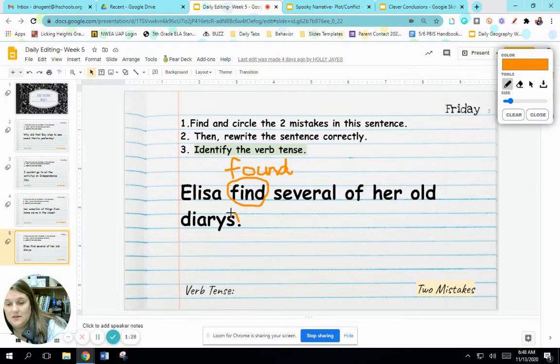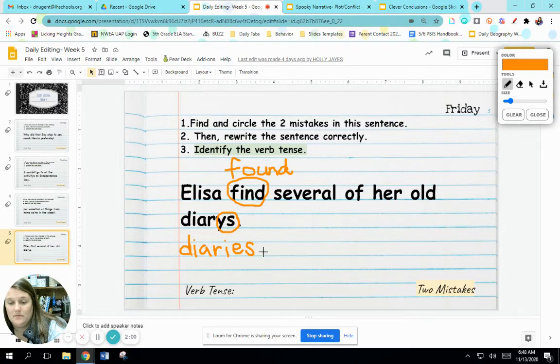Next, I have diaries. Let's look at this ending. Y-S. That looks a little weird to me. What about you guys? Instead of Y-S, what do we like to put? It's a different ending. Think about it. Think about puppy, P-U-P-P-Y. How do I spell puppies? It's not P-U-P-P-Y-S, okay? I'm going to add I-E-S. When we have that Y, if we want to get plural, most of the time we're going to put I-E-S, okay? Eliza found several of her old diaries, all right?